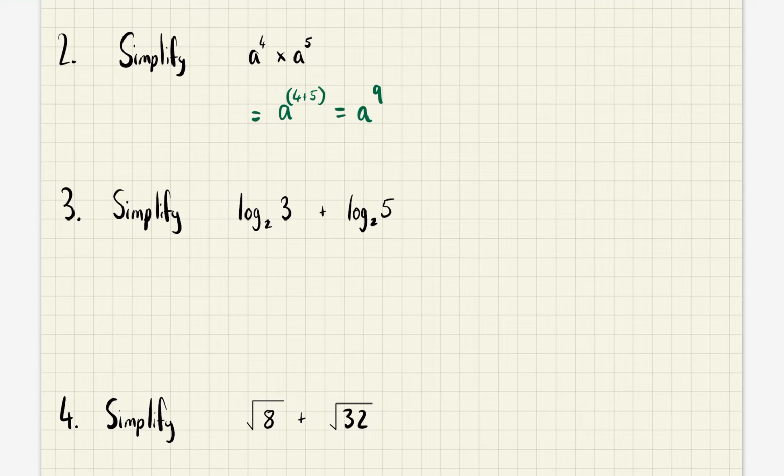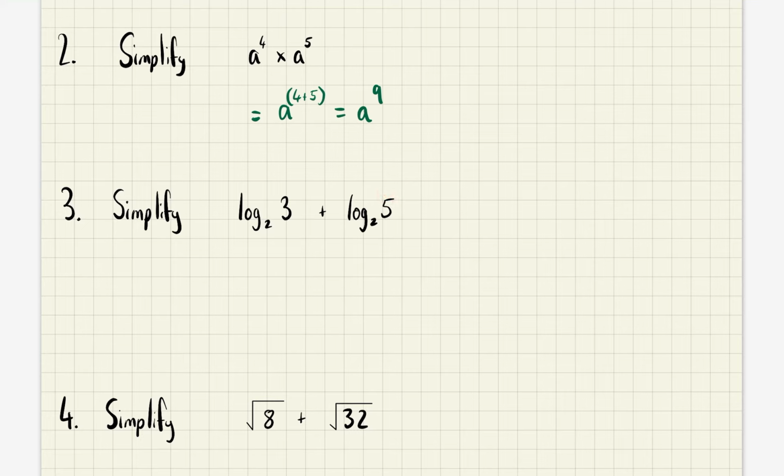Now, question 3, simplify log base 2 of 3 plus log base 2 of 5. So bring logs back into it. Now, there's 2 ways to do this. One is faster, one's slower, but they both work. I'll show you the way I would do it first to make it a bit easier and quicker, and then I'll show you the way that would also work, but might take a bit longer. The first thing is to recognize they have the same base. If logs have the same base and they're being added together, we can then multiply these numbers here.